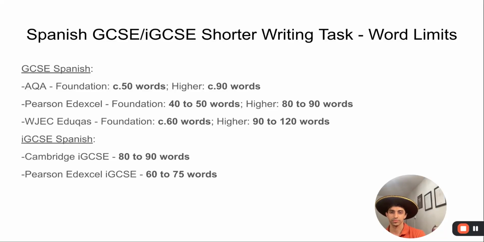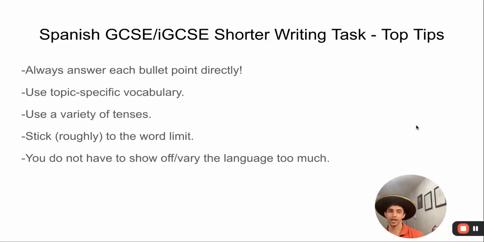Okay, here are some top tips for the shorter writing task. So the first thing is to always answer each bullet point directly. There will always be a certain number of bullet points, and you have to include every single one of those in your answer. So no matter whether there are 2 bullet points, 3, 4, 5 bullet points, you have to include every single one of those always in your answer in the shorter writing task. And it's the same for the longer writing task in that respect as well.